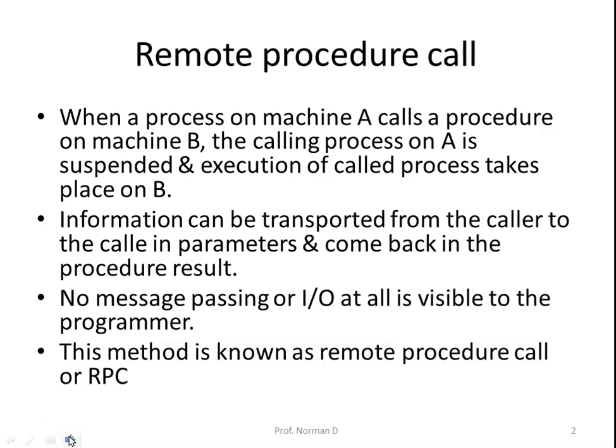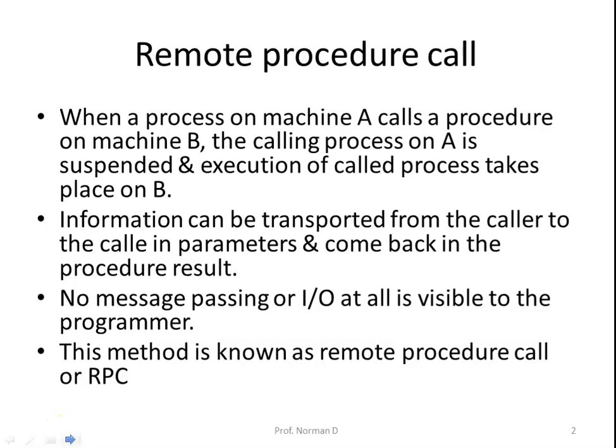Now, when a process on machine A, which is acting as a client, calls a procedure on machine B, that is the server, the calling process on A is suspended and execution of the called process takes place on the server. Information can be transported from the caller to the callee in parameters and come back in the procedure result. No message passing or input-output at all is visible to the programmer, and this method is known as remote procedure call or just RPC.